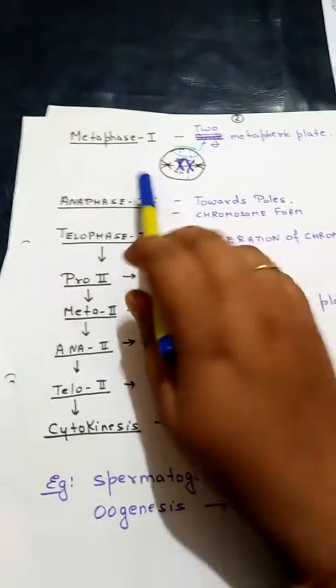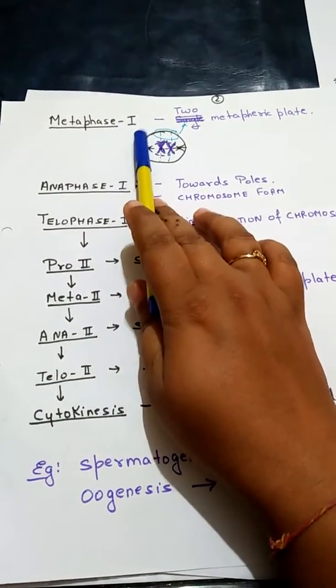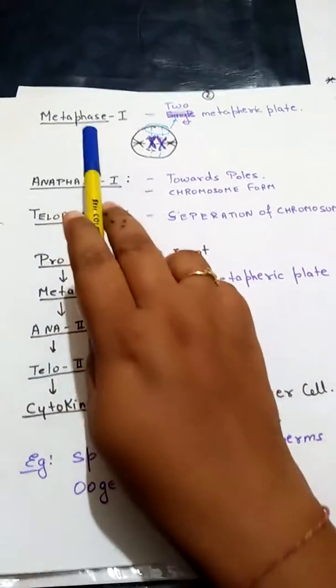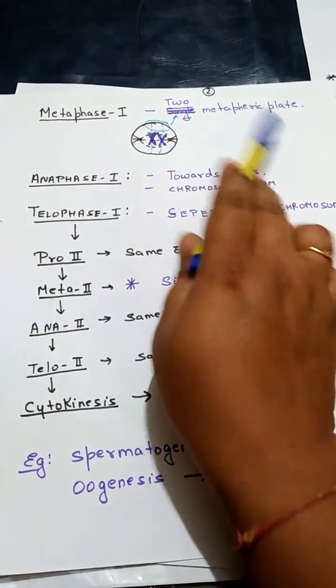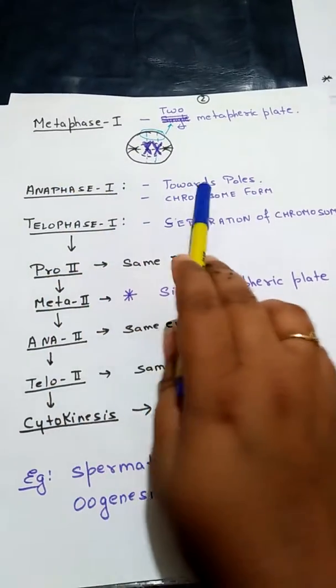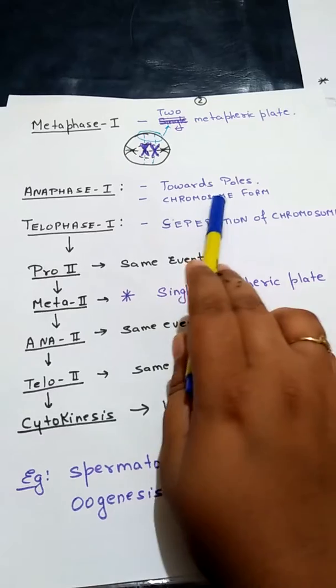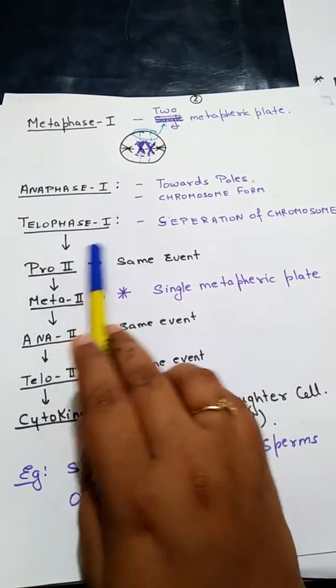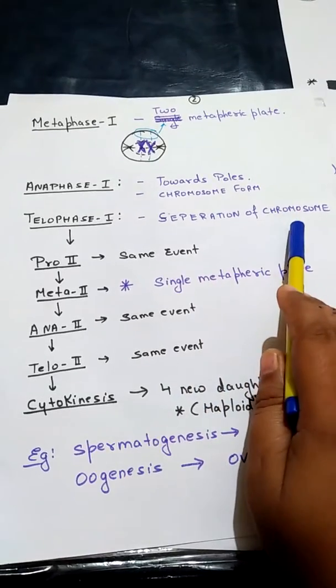Next, moving on to metaphase 1. Now metaphase 1 is just similar. All the events will be similar as we have studied earlier in mitosis. In metaphase 1, 2 metaphasic plates will be seen because there are 2 chromosomes over there. In anaphase 1, these chromosomes move apart towards the poles. In telophase 1, separation of chromosomes will occur.